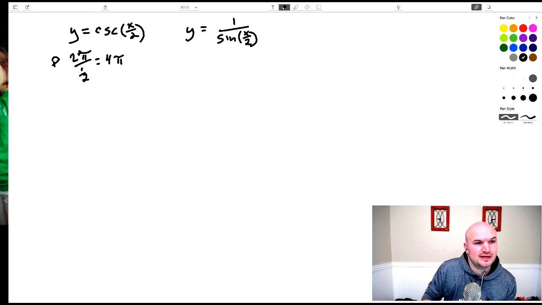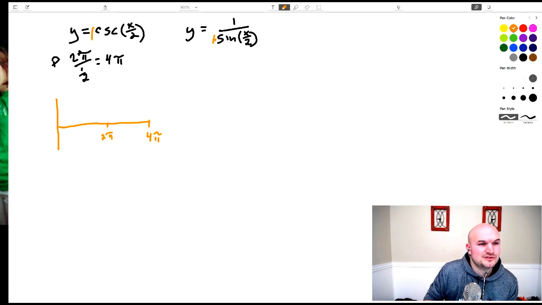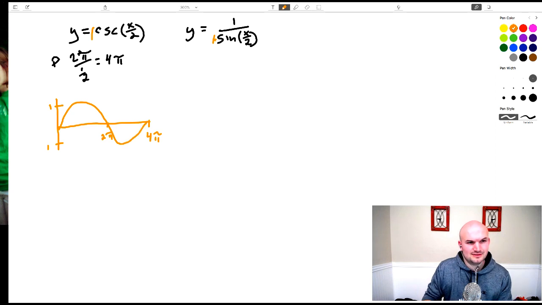Let's take a look at what this graph looks like. We still see that there is a 1 in front, which is going to be important when graphing the sine graph. I'll show you what the sine graph looks like so we can compare it to the cosecant graph. The sine graph goes to 4 pi, it crosses at 2 pi, and since the amplitude is 1, the graph is going to look something like this. That's still pretty bad, but either way, now we want to graph the cosecant graph, or at least part of this initial period.